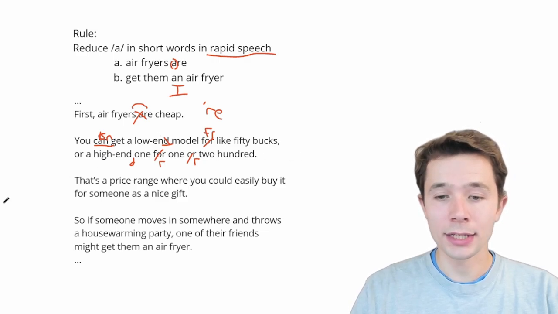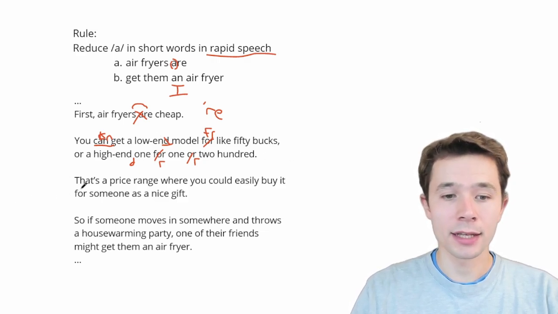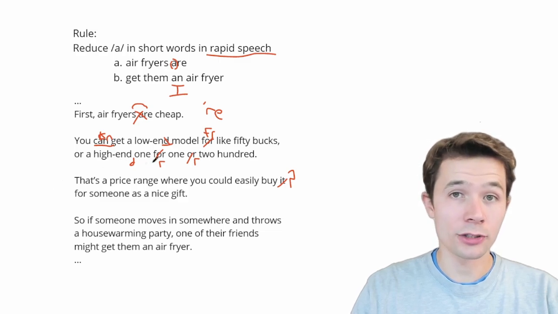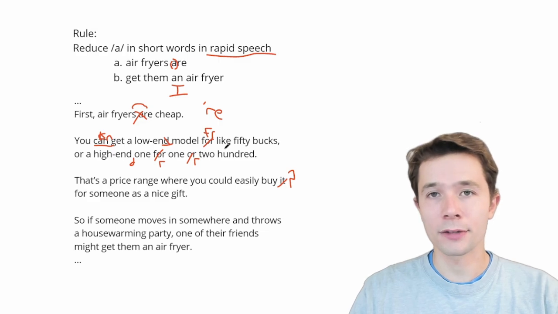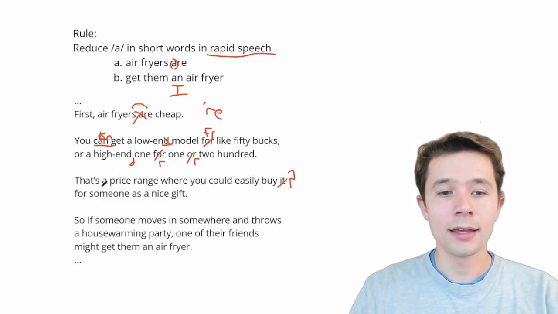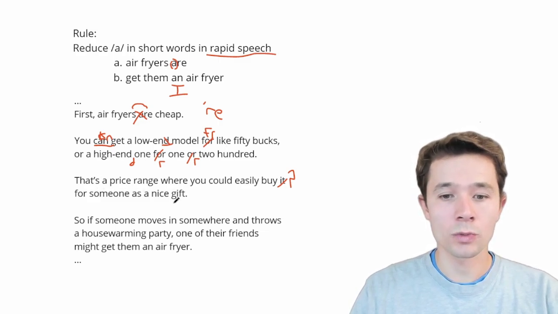That's a price range where you could easily buy it for someone as a nice gift. That's a price range where you could easily buy it for someone. So here, this beginning of the sentence doesn't really have any changed sounds. Just remember to blend the words together instead of saying them one at a time. That's a price range where you could easily buy it for someone.